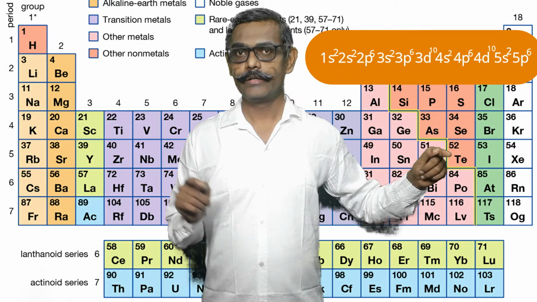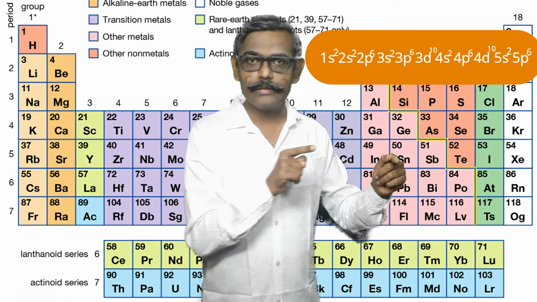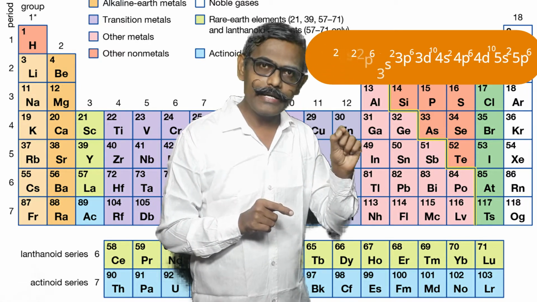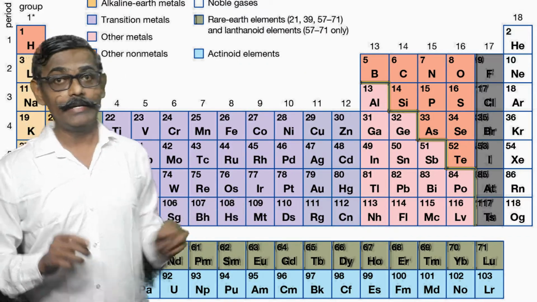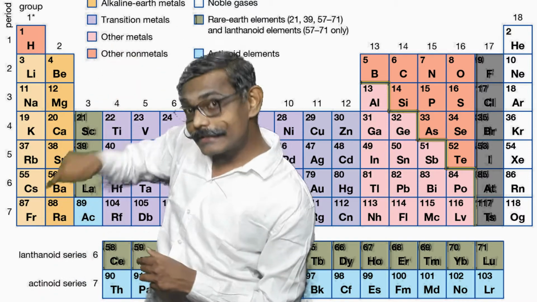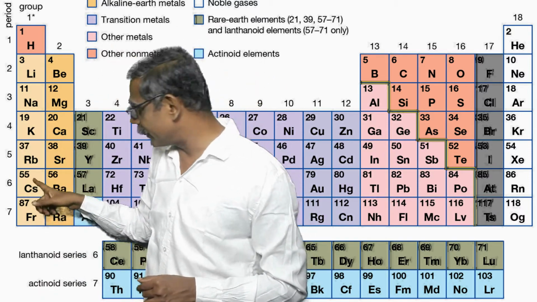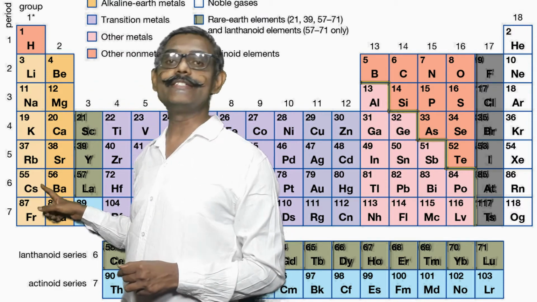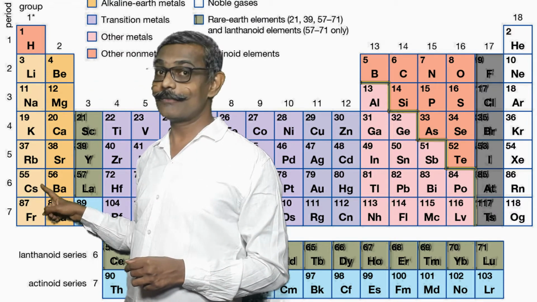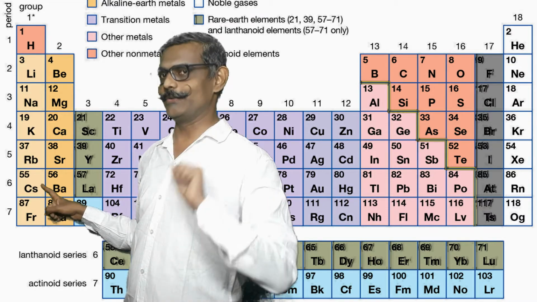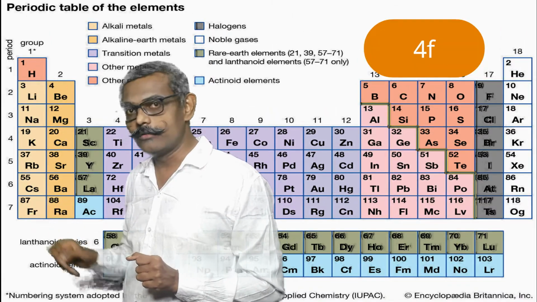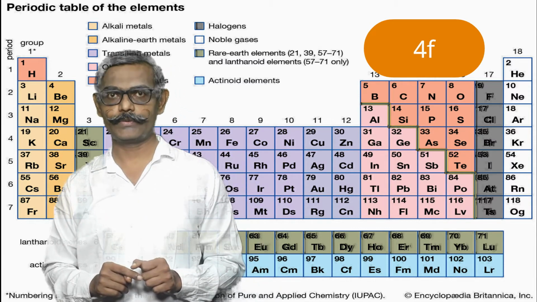5p6. Now in all these orbitals, is any orbital pending, any orbital not filled, which is supposed to be filled? Yes, the 4f orbital is there, which is not filled. After that, the next element in the sixth row, the sixth period, is cesium, atomic number 55. In cesium, the 4f orbital is in competition.